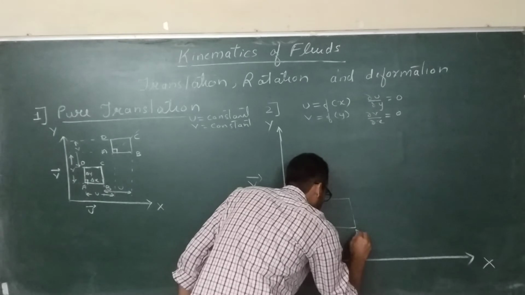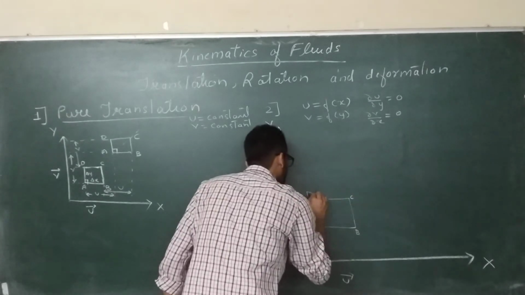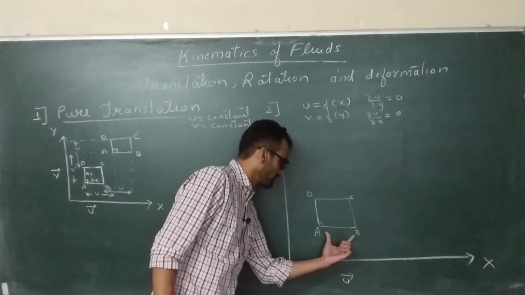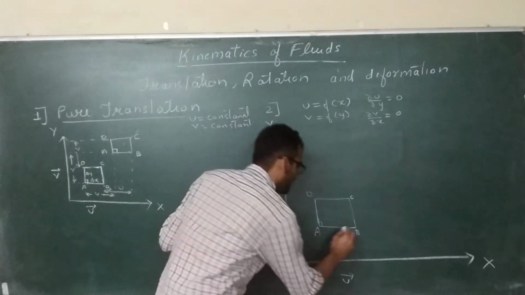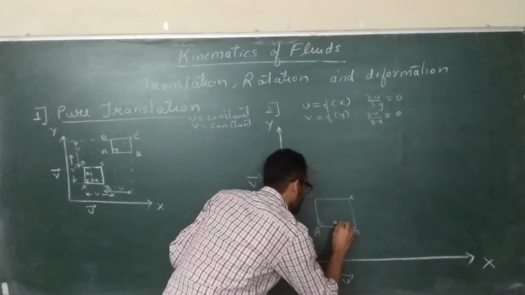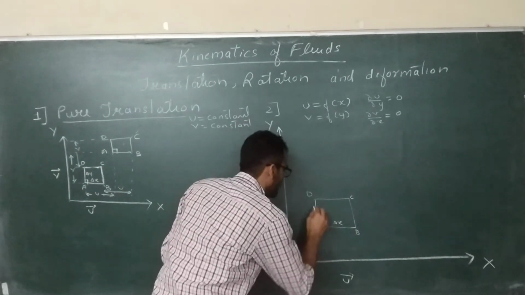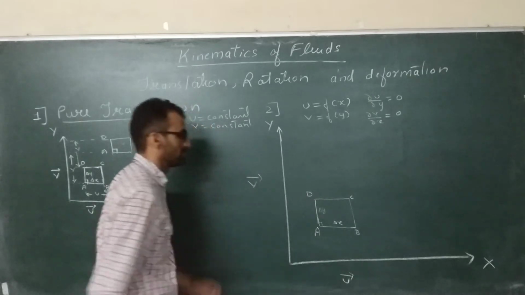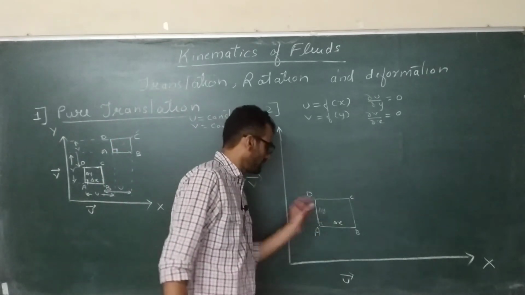So A, B, C and D. Again we have taken a simple fluid element. A, B, C, D. Length AB is delta x, length AD is delta y. Lengths are delta x and delta y.